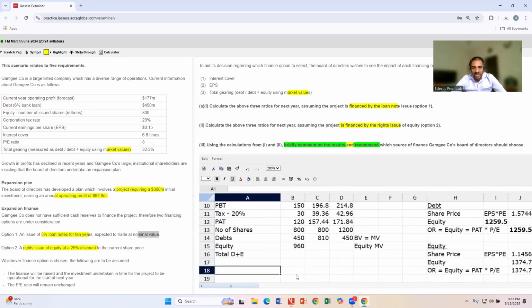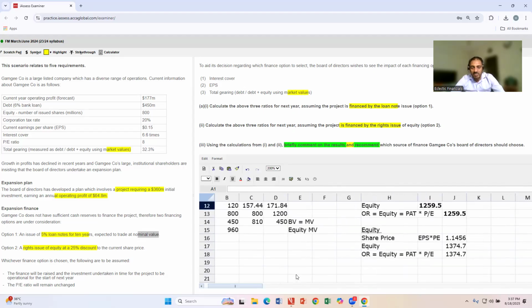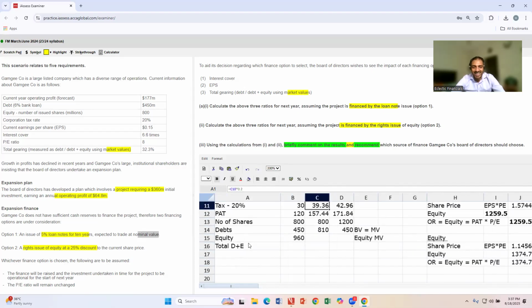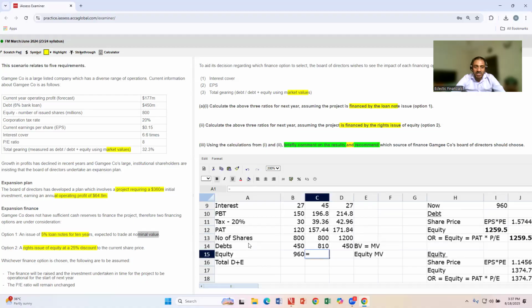Students, please do reply me. Are you with me? If you ask me, sir, if you are a student, what will you do? I will prefer simple. Profit after tax multiply by it. That's all. Equity market value. Total debt plus equity 1410. 1824.7. It's a total.